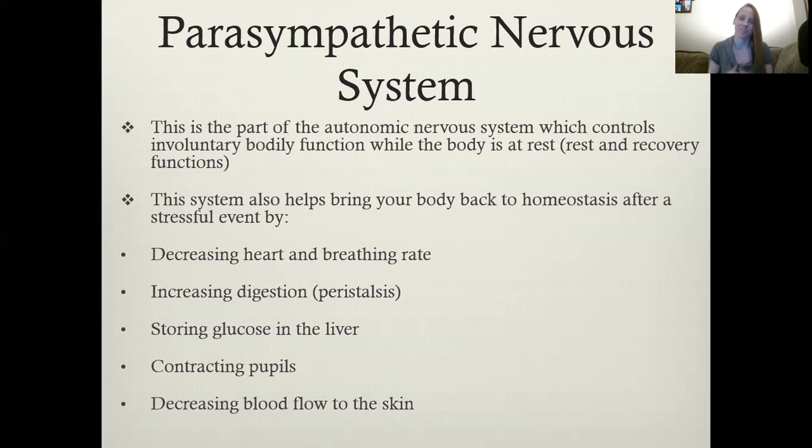And then the parasympathetic nervous system is the part of the autonomic nervous system that controls your rest and recovery function. So it's bringing your body back to normal after a stressful situation. It's going to decrease your heart rate, decrease your breathing rate, get your digestive system up and running again. It's going to start storing any leftover sugar from your blood back in your liver. Your pupils will contract back to normal. Your blood flow to your skin will decrease back to normal levels.